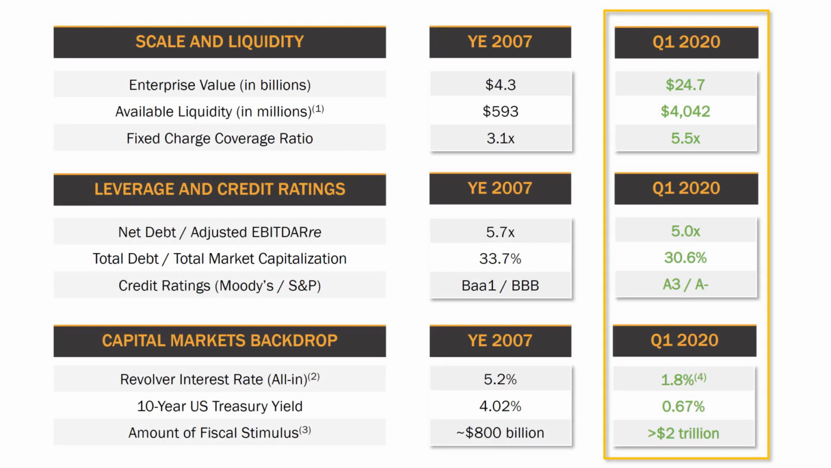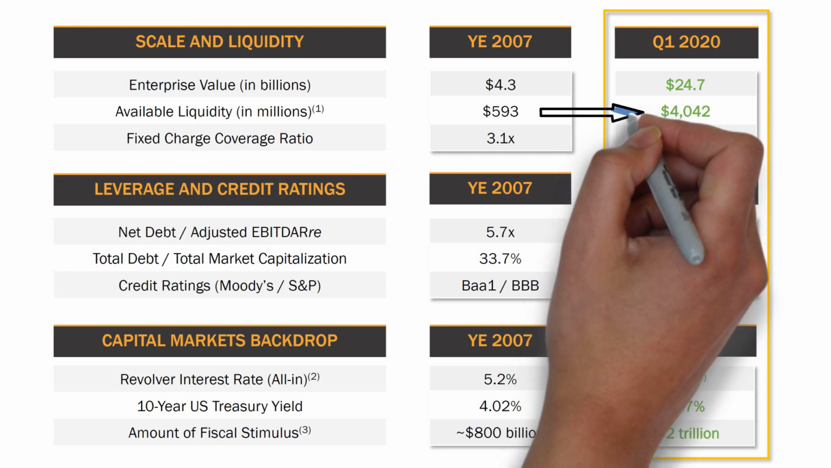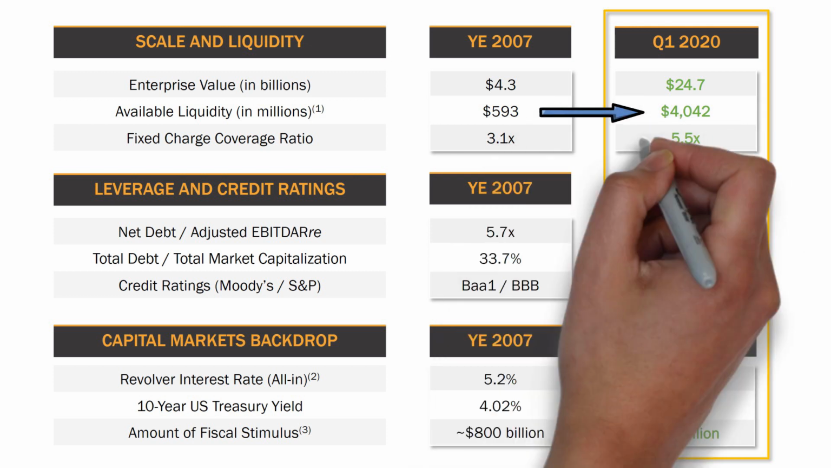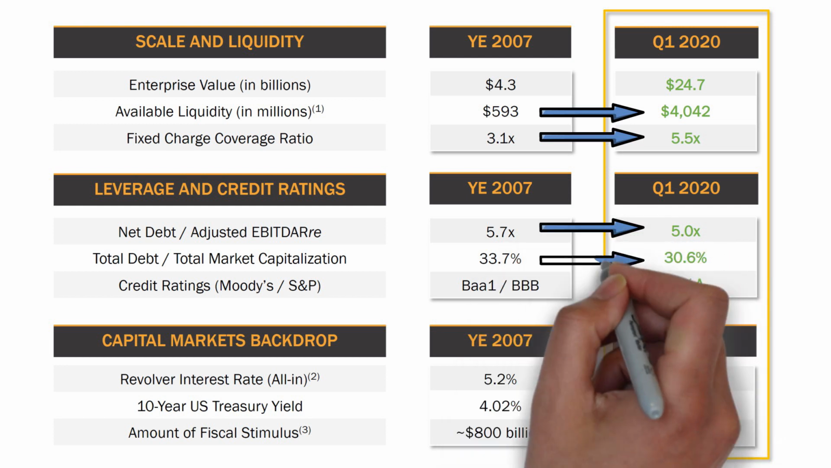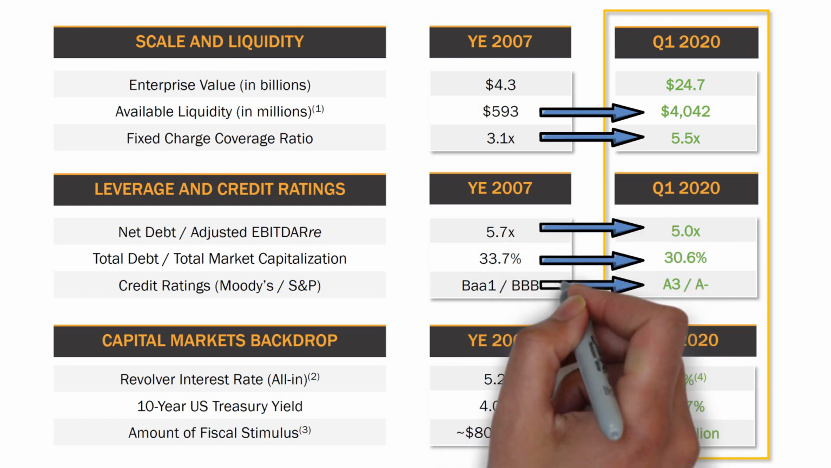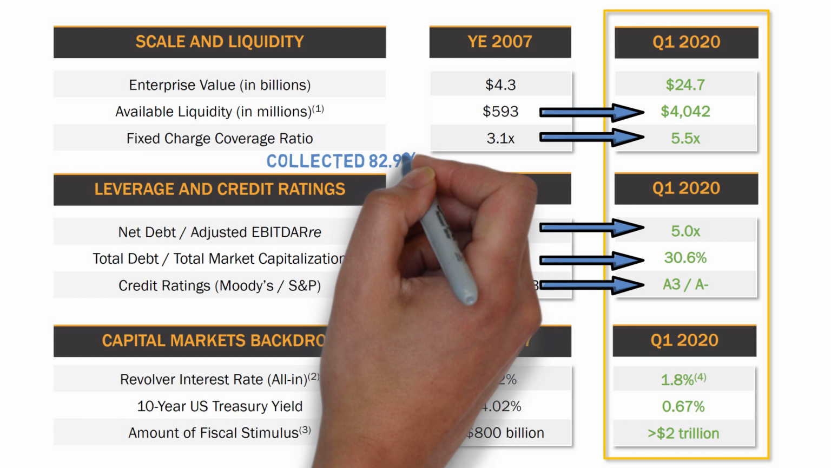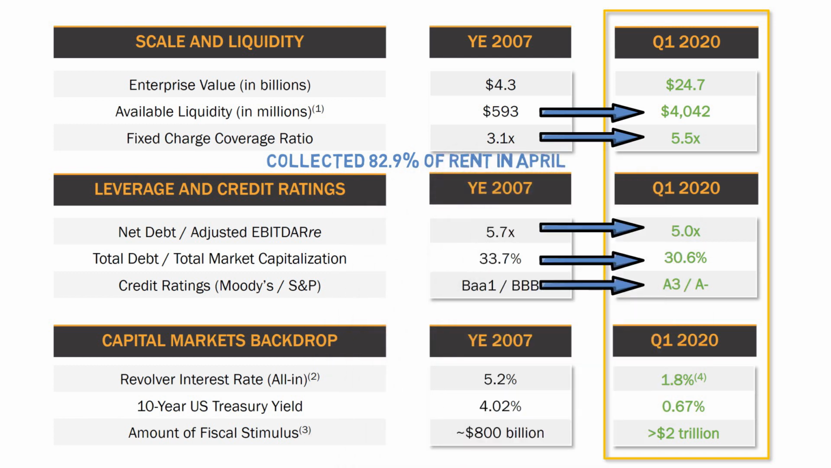I mentioned earlier Realty Income has learned some lessons since the financial crisis. You can see that clearly here. Since then, they have increased their available liquidity significantly. Their ability to cover fixed charges is much higher, their net and total debt ratios are more favorable, and their credit ratings are higher. Realty Income collected 82.9% of its rent in April, and I think it will weather this crisis well.